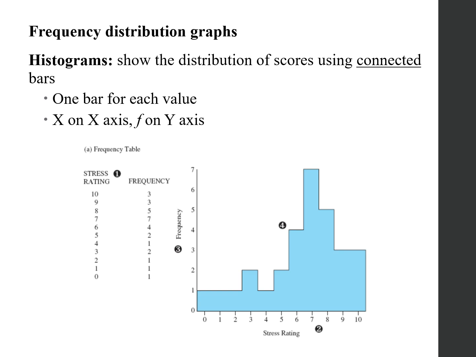The example here is from the textbook and shows frequencies of stress ratings. Looking at their data, a stress rating of 10 shows up 3 times. So it's plotted at the 10 mark and extends up to the number 3. And this is done for each of those numbers.